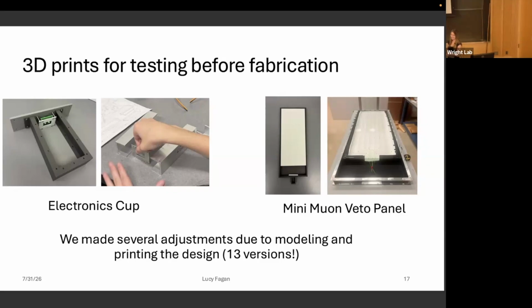And then just for fun, we printed a little muon veto panel to kind of visualize the spacing and just to have.